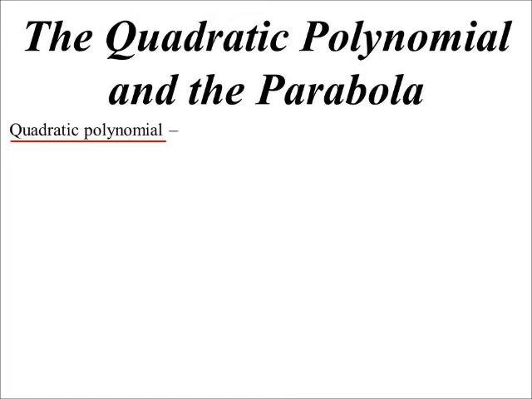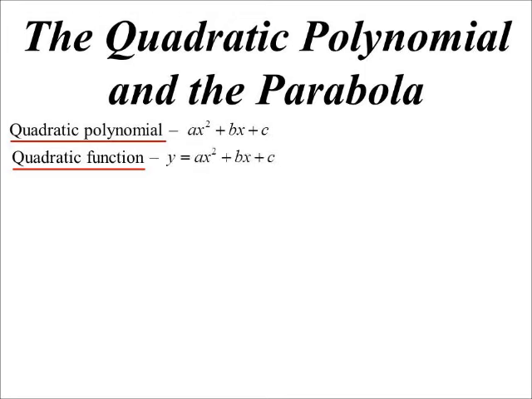So let's have a few definitions here. The quadratic polynomial is simply the algebraic expression. It's not equal to anything, it's just a piece of algebra. So ax squared plus bx plus c is the general one. When we make it equal to another pronumeral, then we call it the quadratic function. And usually it's y equals. When we make it equal to a number, then it becomes a quadratic equation rather than a quadratic function.